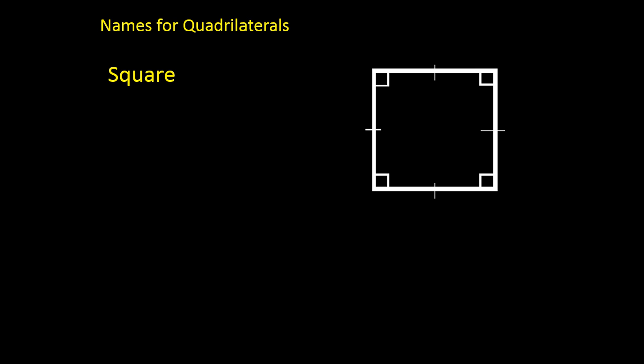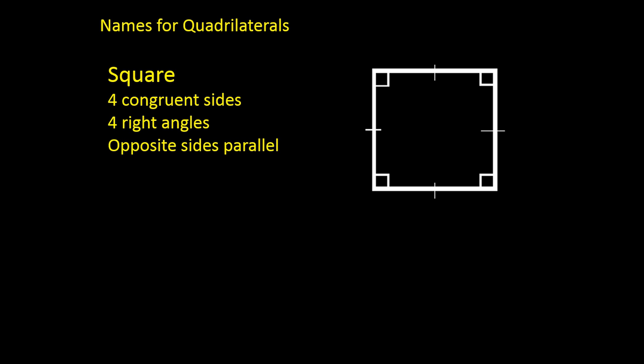Quadrilaterals are named according to sides and angles as well. A square is a quadrilateral with 4 congruent sides and 4 right angles. Now, because it has 4 congruent sides and 4 right angles, it has some other properties as well. The opposite sides are going to be parallel, and the diagonals are going to be congruent.